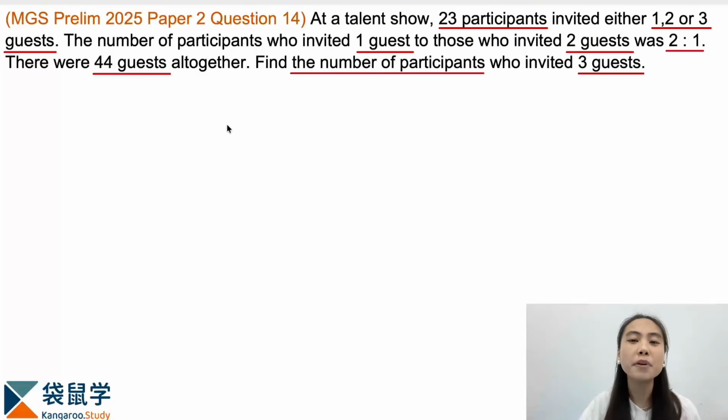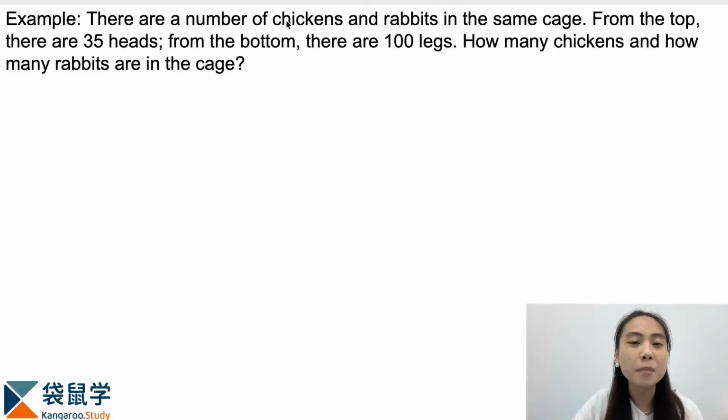So class, before solving the question, I want to give an example first. Now let's see here. There are a number of chickens and rabbits in the same cage. From the top, there are 35 heads. From the bottom, there are 100 legs. How many chickens and how many rabbits are in the cage?